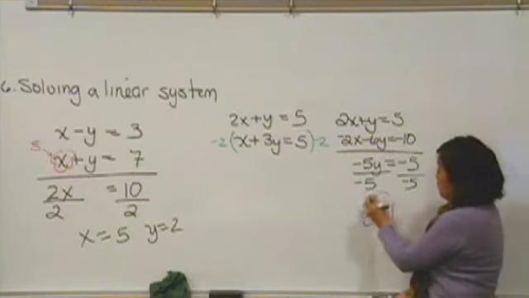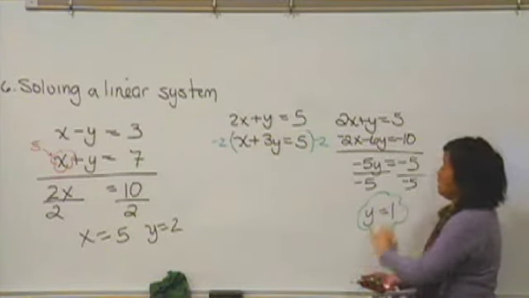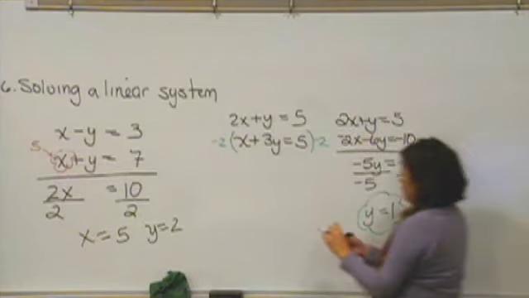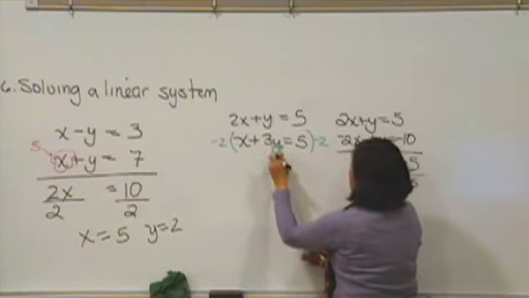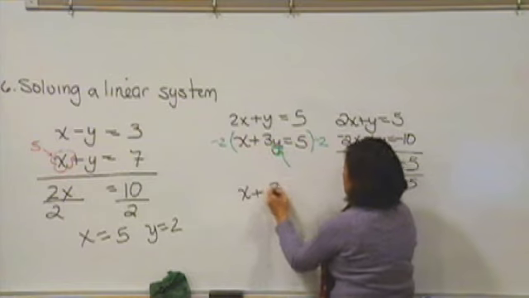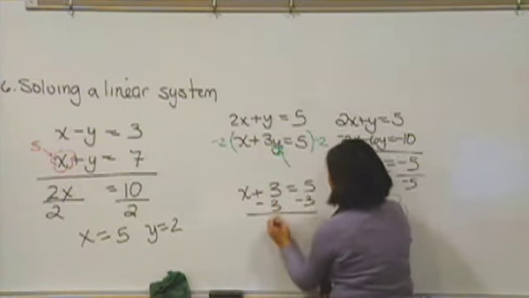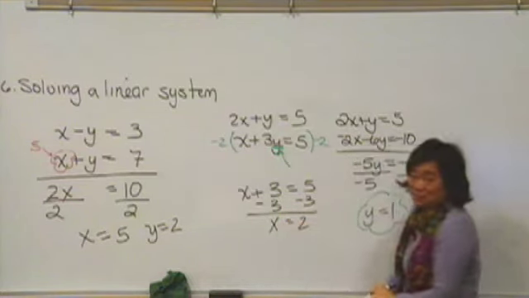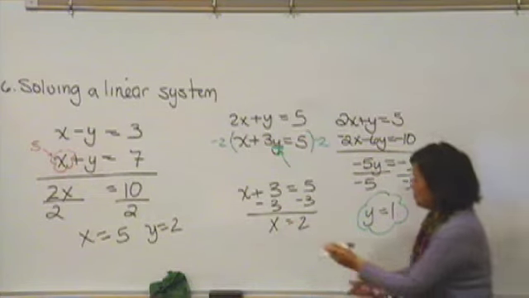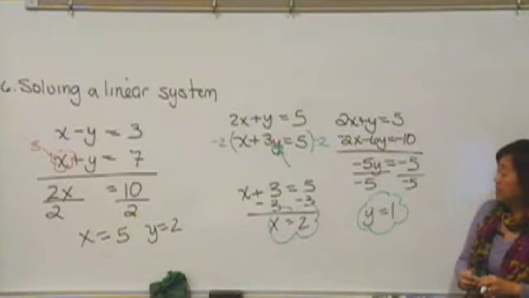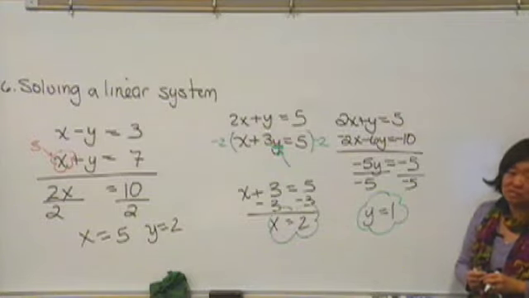Once we know that y is equal to negative 1, we can come back to any equation on the board in this problem and put negative 1 in for y. I'm going to put it right here. That says x plus 3 times negative 1, negative 3, is equal to 5. We'll subtract negative 3 from both sides. Excuse me. x is equal to 2. And so our solution, final answer, would be x is equal to 2 and y is equal to negative 1. And that's a quick recap on solving a system of equations.